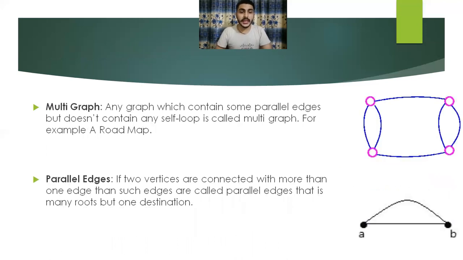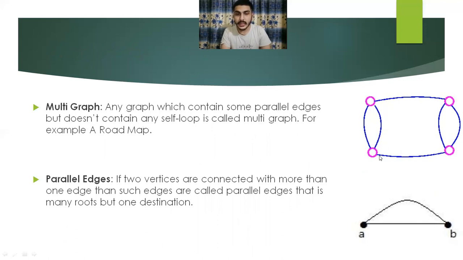Multigraph. Any graph which contains some parallel edges but doesn't contain any self loop is called a multigraph. For example, a road map. What are parallel edges? I will define it in a second. First of all, I am telling you the multigraph. What is a multigraph? These are the parallel edges.